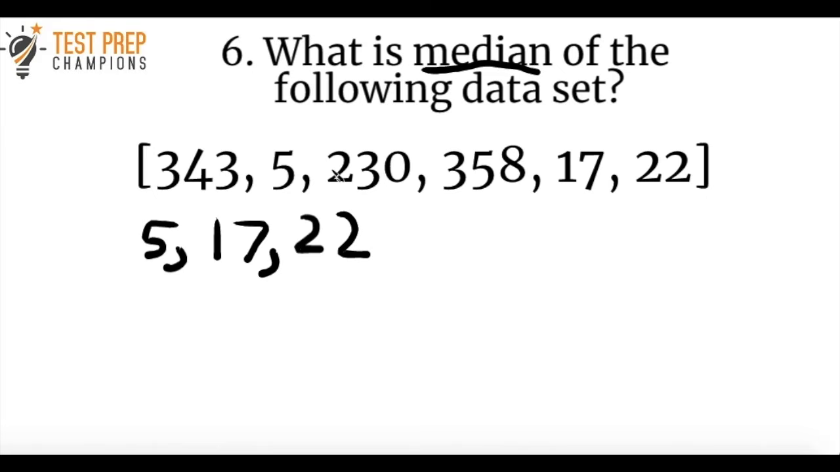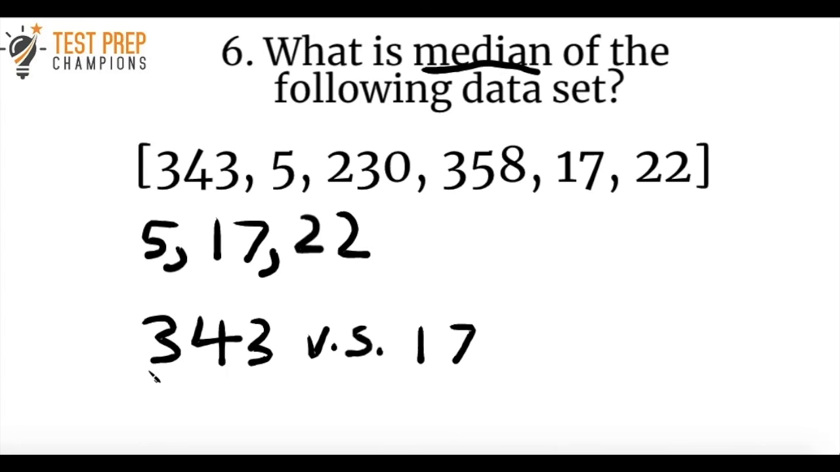But if you're really having trouble with ordering numbers here, then here are a few tricks. Think about it this way. Let's say that we've got 343, and let's compare that to 17. Let's look at the number of digits. 343 has 3 digits, 1, 2, and 3. 17 only has 2. So numbers with more digits are going to be larger than numbers with fewer digits, all right?